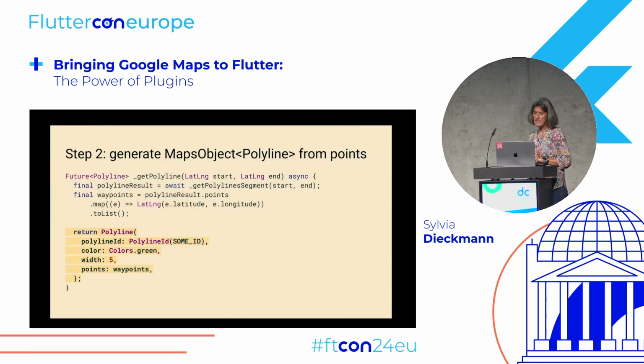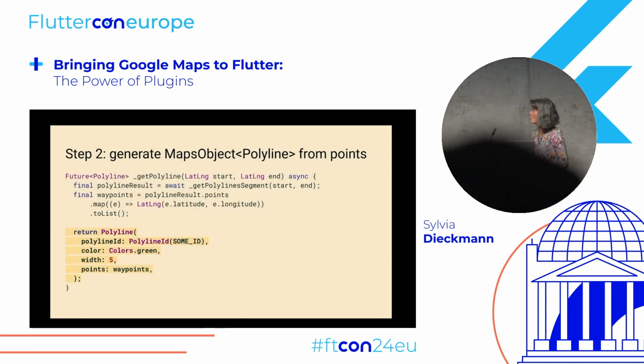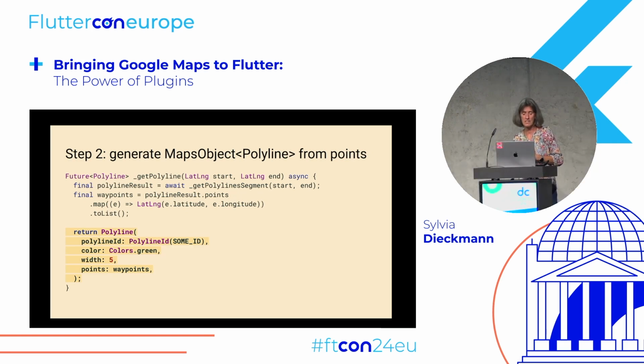Now, this polyline result contains waypoints. Waypoints are, I think, lat-long points, which again have to be converted into a lat-long object. That's done here. And then with this list of waypoints, I can now generate a Google Maps Flutter polyline object.